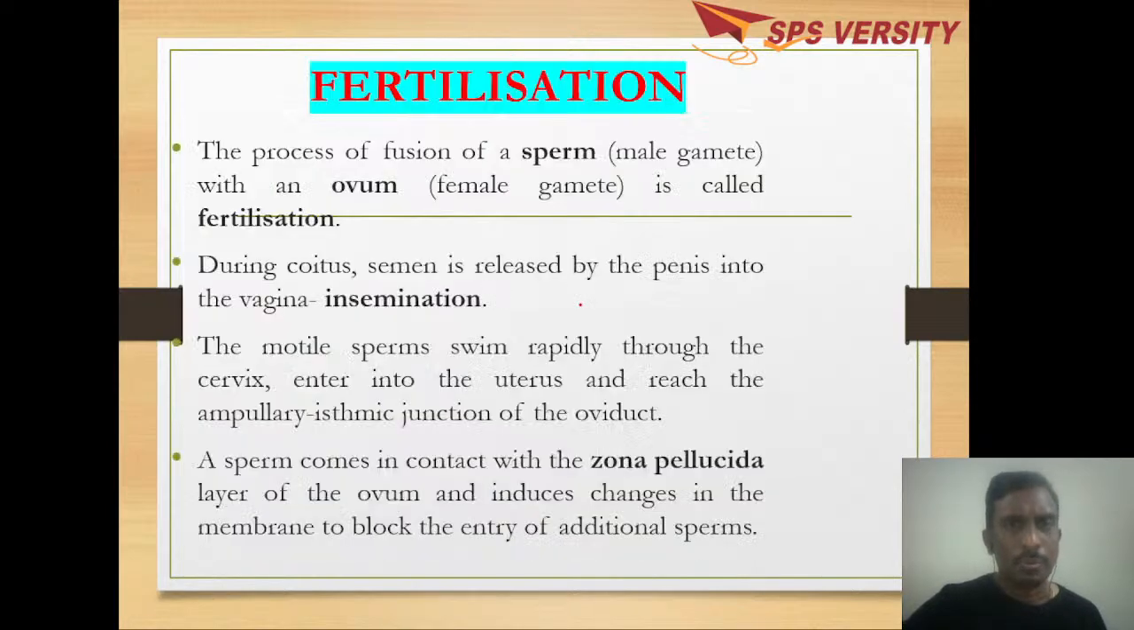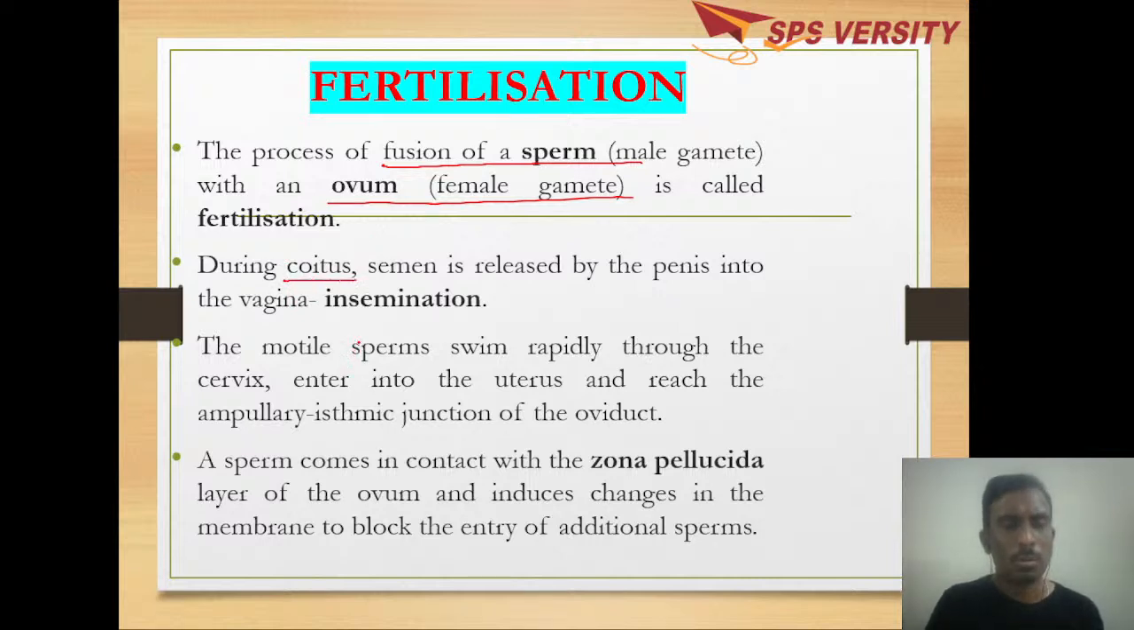So now, after the structure of ovum, the ovum is ready. The male gametes are ready. What is the next step? Fertilization. So fertilization has to take place, that is the fusion of male gamete, sperm, and ovum should take place. Means what should be done? So coitus should be done.